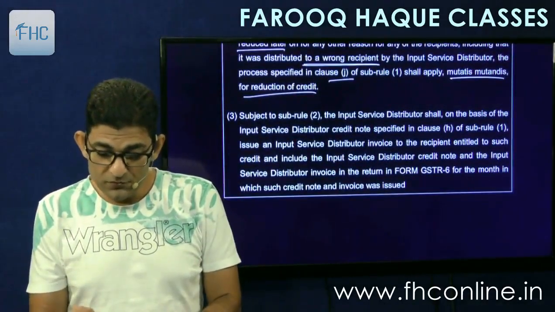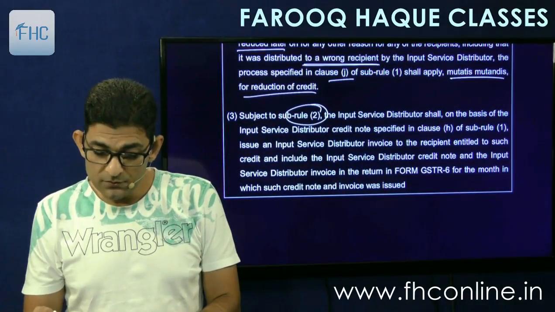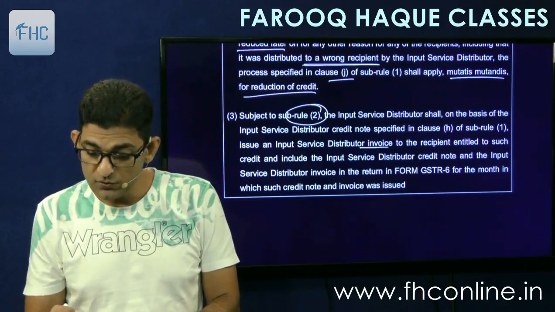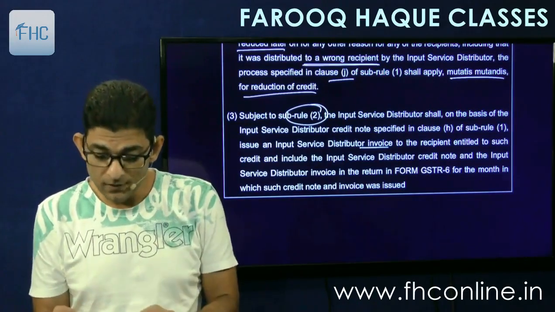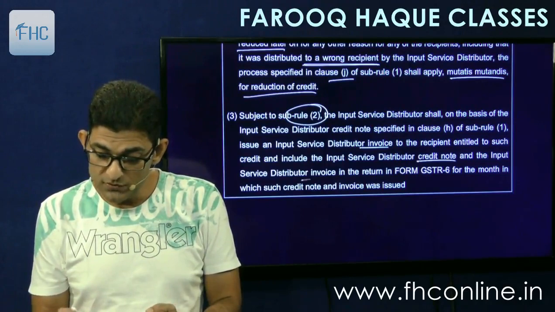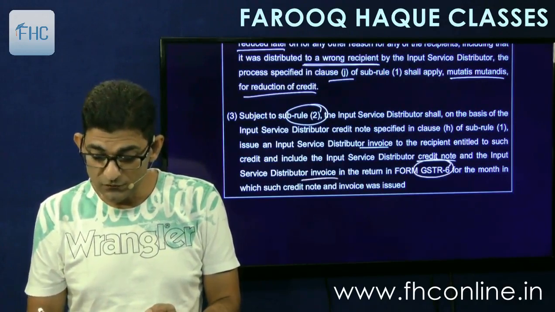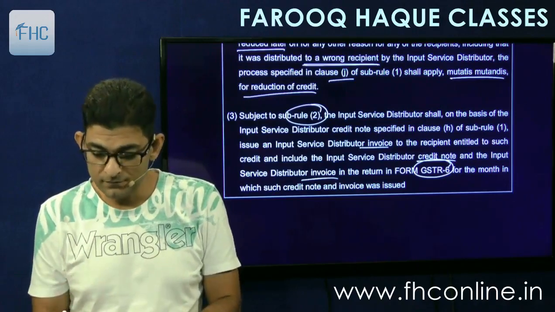And subject to provisions of sub-rule 2, the input service distributor shall, on the basis of the input service distributor credit note specified in H, issue an input service distributor invoice to the recipient entitled to such credit, as I told you, and include the input service distributor credit note and invoice in the return in GSTR 6 for the month in which such adjustment is done.